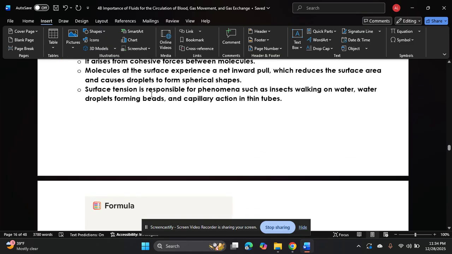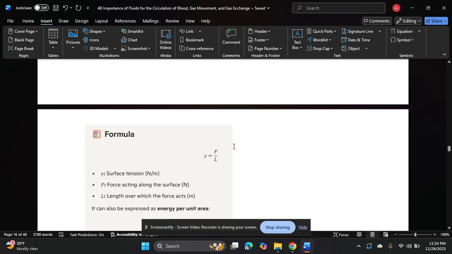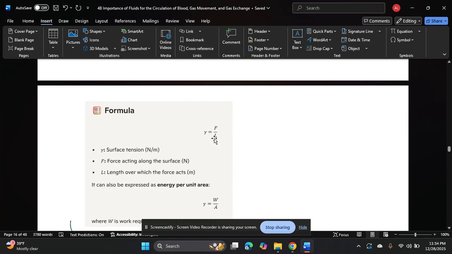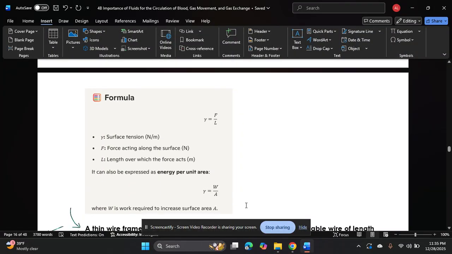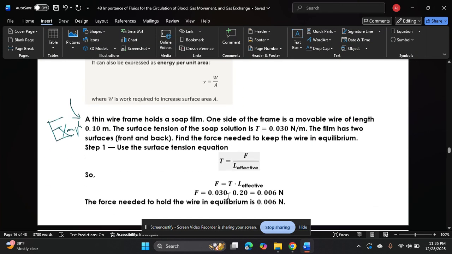Surface tension is responsible for phenomena such as insects walking on water, water droplets forming beads, and capillary action in thin tubes, right? So surface tension, I usually just say T equals F over L. F is the force acting along the surface, that's in Newtons. Length, L, is the length over which the force acts. It can also be expressed as energy per unit area, right? So you can express it as work by area.